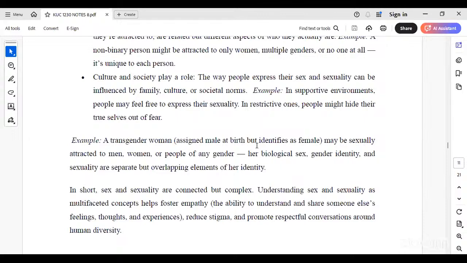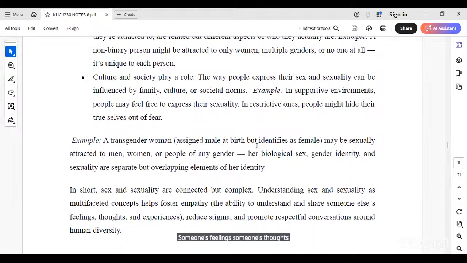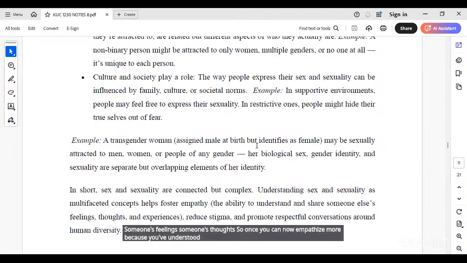So in short, sex and sexuality are connected, but they are very complex. So when you understand sex and sexuality as a multifaceted concept, a concept that has many faces, then it helps to foster empathy. Empathy is the ability to understand someone's feelings, someone's thoughts. So once you can now empathize more because you've understood that there are people who will be born male, but they don't want to be called that.